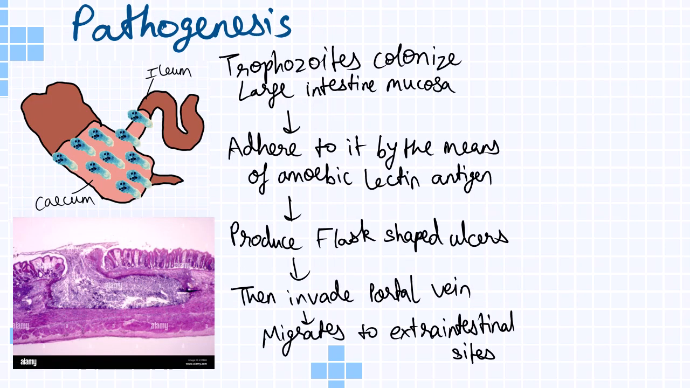The trophozoites first colonize the large intestine. They attach to the mucosa through lectin-mediated adhesion. This leads to tissue destruction and the formation of the classic flask-shaped ulcer, a hallmark of amoebiasis. Some trophozoites then enter the portal circulation and spread to extra-intestinal sites, particularly the liver. These pathological changes give rise to several clinical manifestations and complications.